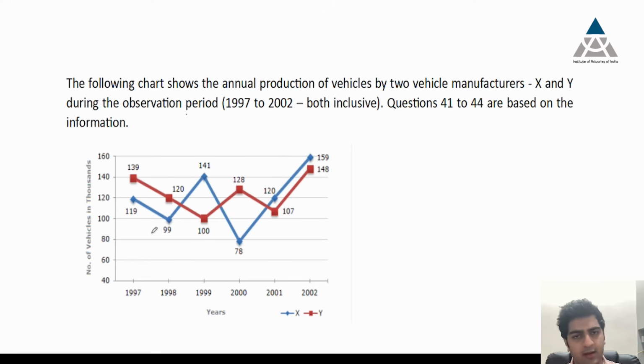If you want, you can always create a table for your own reference, because if you don't want to get confused between which one is X and which one is Y, just create a table. But otherwise, here it's quite straightforward. So let's get into it. Questions 41 to 44 are based on this information. So 4 questions based on this.